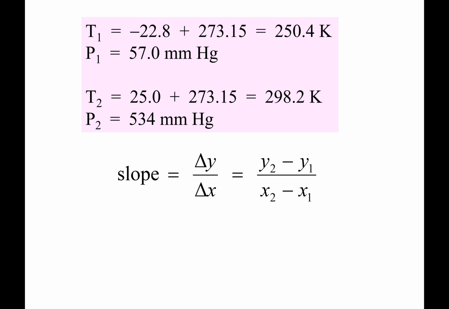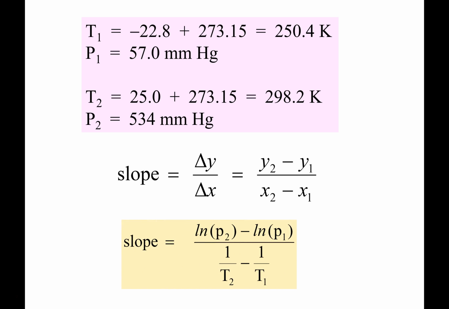So, do you see where I'm going with this? Here in a minute, we think of this as, well, anyway, I'm not quite going there yet. Okay. So Y2 is the natural log of the second pressure, P2. Y1 is the natural log of the first pressure, P1. In the bottom, we have 1 over T2 minus 1 over T1.